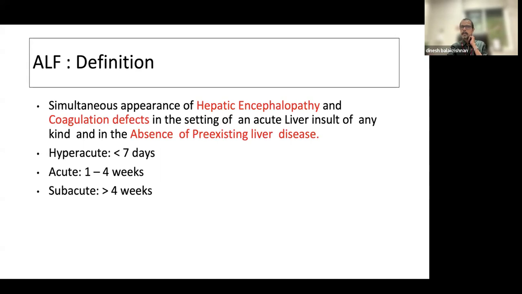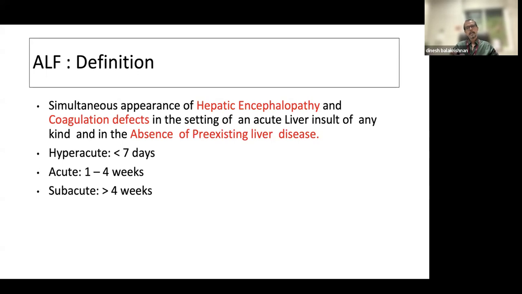Now, coming to acute liver failure, we had mentioned that it is one of the indications for a liver transplant. Now, how do you define acute liver failure? It is the simultaneous appearance of hepatic encephalopathy and coagulation defects in the setting of an acute liver insult of any kind in the absence of pre-existing liver disease. It is further defined as hyperacute when the onset is within less than 7 days, acute within 1 to 4 weeks, and subacute if it's more than 4 weeks.